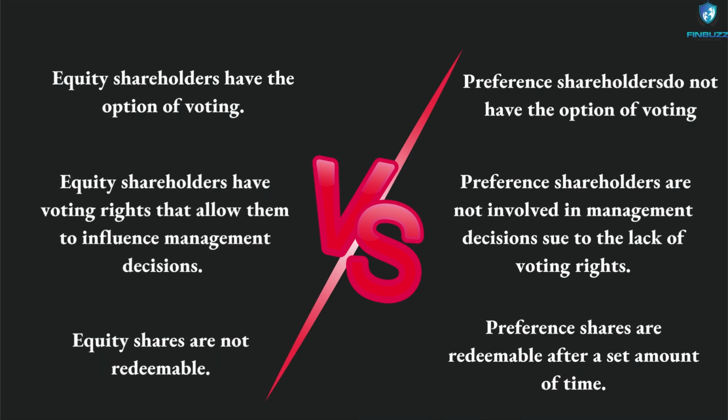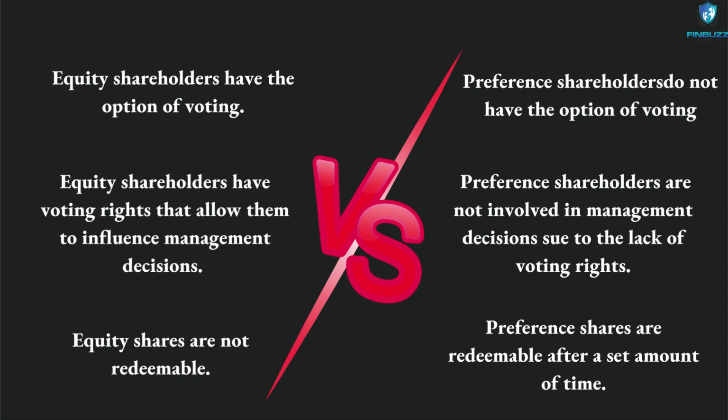The next difference is voting rights. Equity shareholders enjoy the facility of voting rights, while preference shareholders do not carry voting rights. The next difference is participation in management decisions. As equity shareholders have voting rights that enable them to participate in the decisions of the management, preference shareholders do not participate in management decisions because they do not have voting rights.